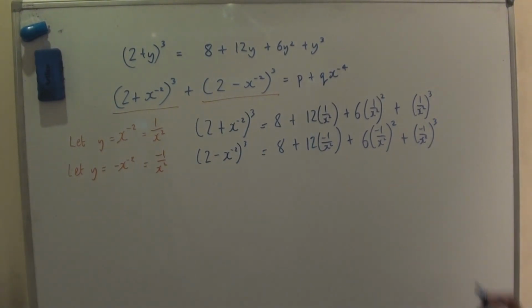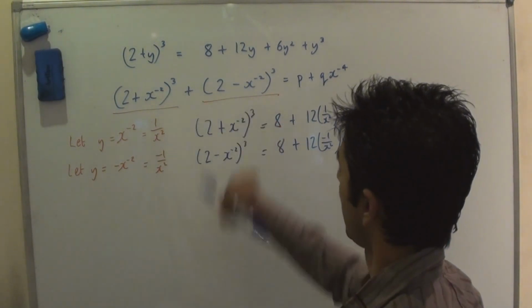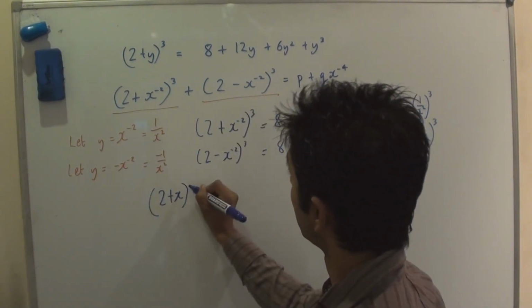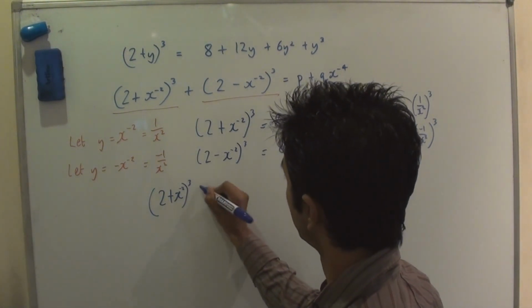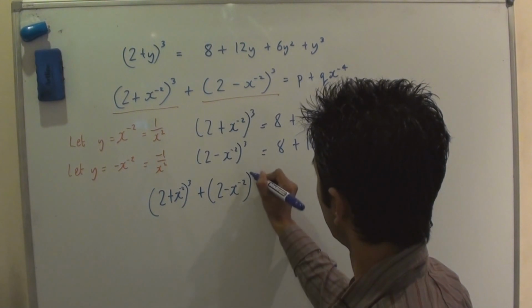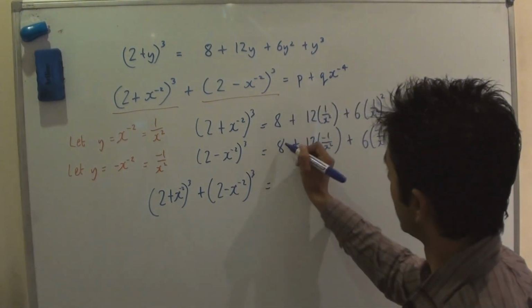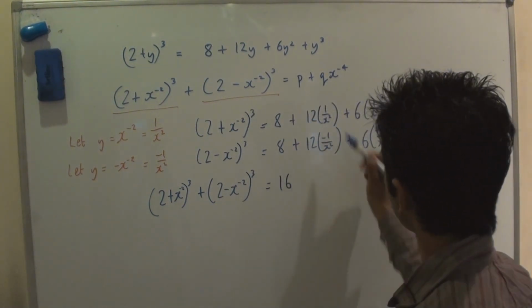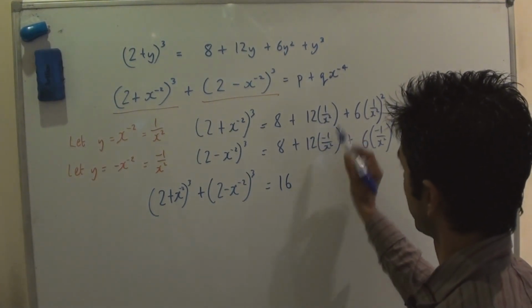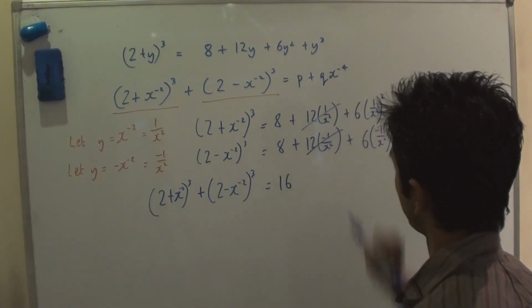Next, we're going to add these together. So this, add this. (2 + x^-2)^3 plus (2 - x^-2)^3. 8 add 8 gives you 16. Now this is 12 over x squared and this is minus 12 over x squared. So these two will cancel each other out.